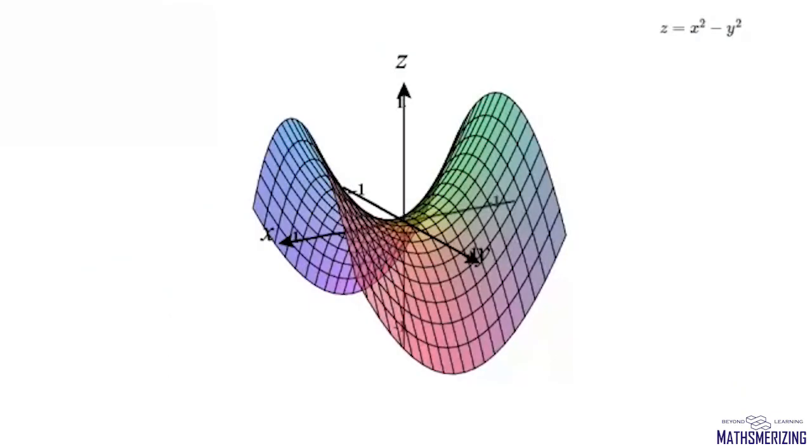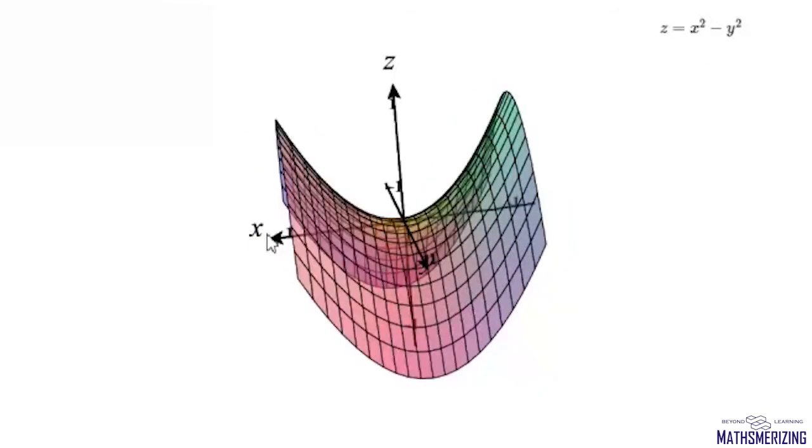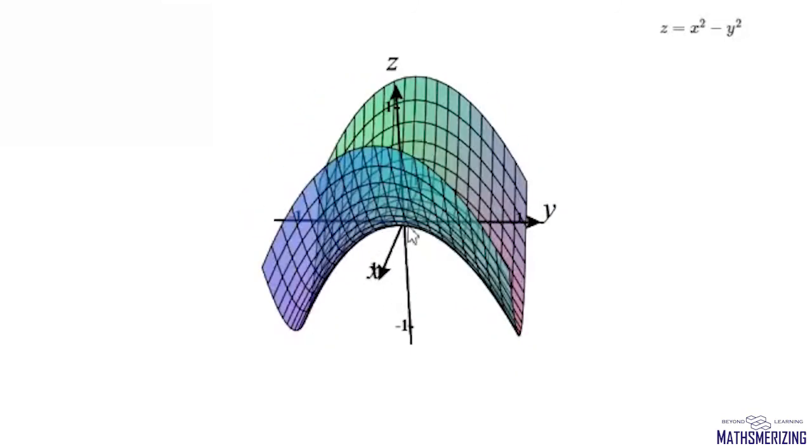Now for saddle points, let us consider this function, z equals x square minus y square. Now this is the x-axis. With respect to x, this point is a point of local minima, and with respect to y, it's a point of local maxima. So this point actually is a saddle point.